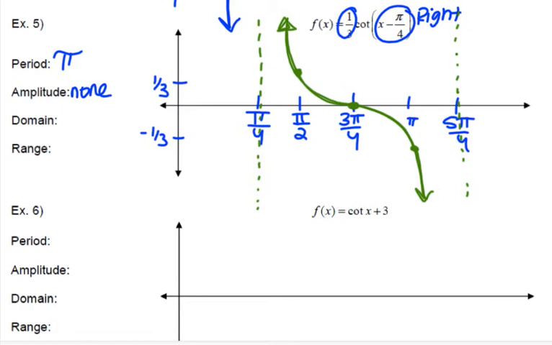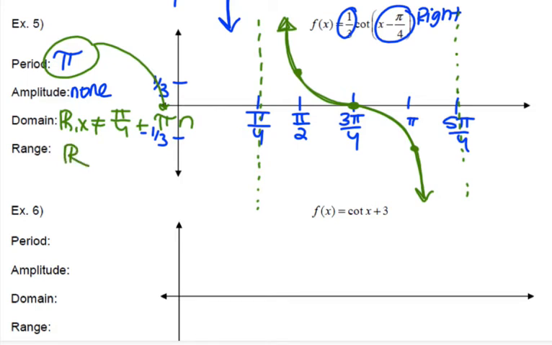Okay, let's finish filling in the left-hand side. Your domain reads all reals except x cannot equal. Pick an asymptote. This time 0 is not an option. I'll start pi over 4 plus what's the distance between your asymptotes. Again, don't bother trying to count from the picture. Look at your period. And it is just pi n, the entire distance of a period, n number of times. And your range goes on forever in both directions, so that is just all reals.